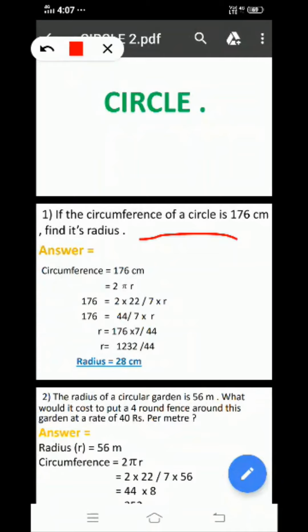First thing is that you have to write down whatever is given in the question. Given things you have to mention first. Okay, in this question they have given the circumference. Circumference is how much? Circumference is 176 centimeter. Okay, now we have to find out the radius. Formula is the same. Circumference is equal to 2 pi r. Circumference is how much? 176.